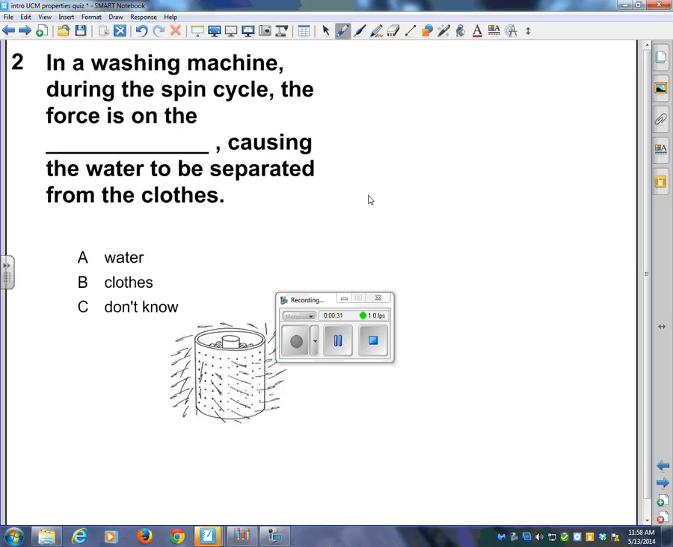Okay. In a washing machine during the spin cycle, the force is on the what causing the water to be separated from the clothes? The force is on the clothes. Yes. Why? It's spinning this thing around, right? It's forcing the clothes in a circle. And the water, because the water can go through the holes, the water, just because of inertia, does what?